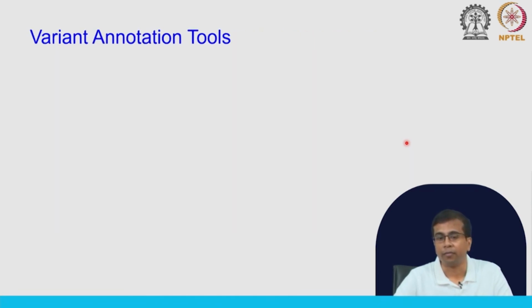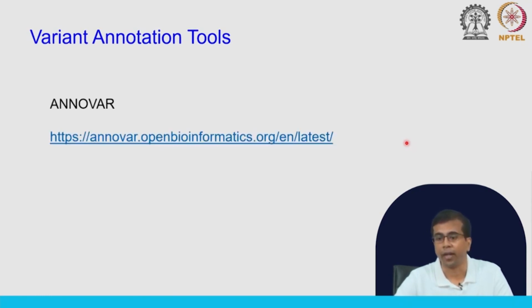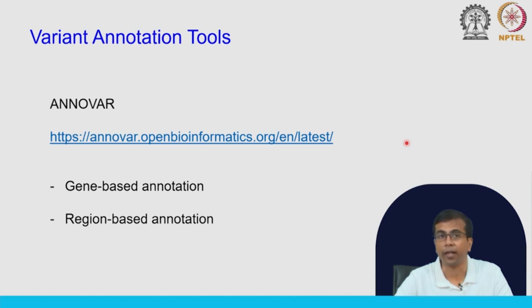Just a few words about the variant annotation tools. Here are some common ones, and of course there are many more out there. The first one is called ANNOVAR, and you can check the link. You can have gene-based annotation or region-based annotation, looking at whether your variant affects certain functions of certain genes, or is present in certain regions which might change the gene regulation.